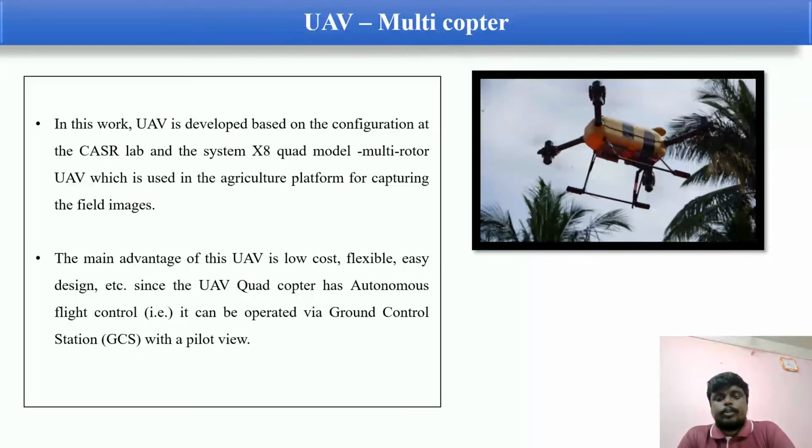This is the UAV I used for collecting the data on the field. This is the X-cite quad model multi-rotor UAV, which is used as an agriculture platform for capturing the field images. The main advantages of the UAV are that it is low cost and flexible, and it is electric powered with coaxial motors, one on each arm. It uses an open source autopilot.